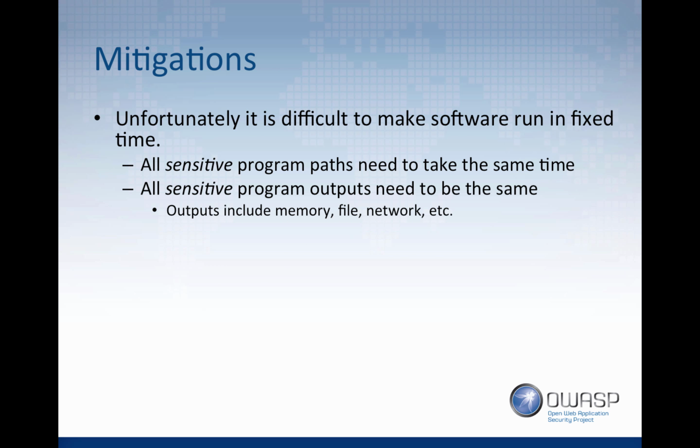Okay, so for mitigations, unfortunately, it's really hard to make software run in fixed time, because you need to consider all of the sensitive information in your program and all of the paths you can take through that program. Every time you have an if in your software, that's 2 paths, right? If it was true and if it wasn't. If you nest them, you can have more. If they're non-nested, you have 2 to the n, so it's actually exponential in the number of paths in your program. And you also have to consider every write to memory, which is basically everything in the software. So it gets really muddled really quick.